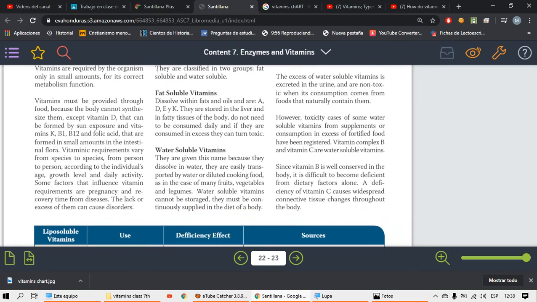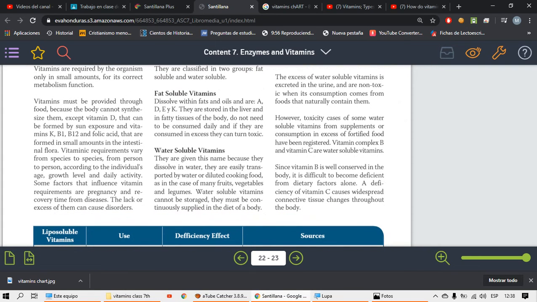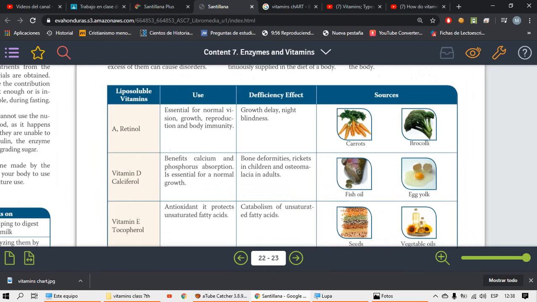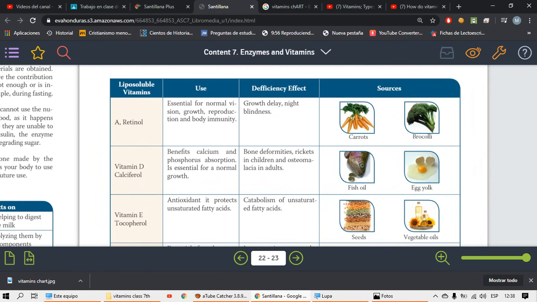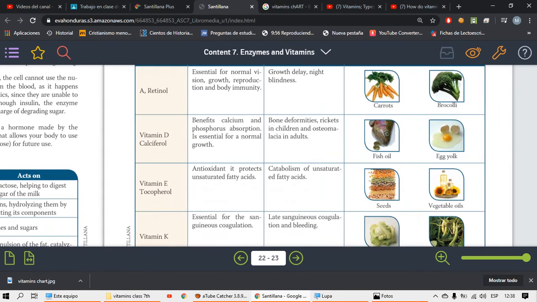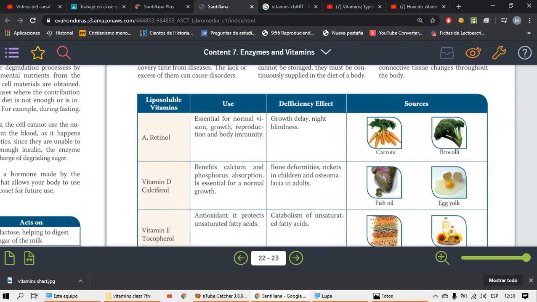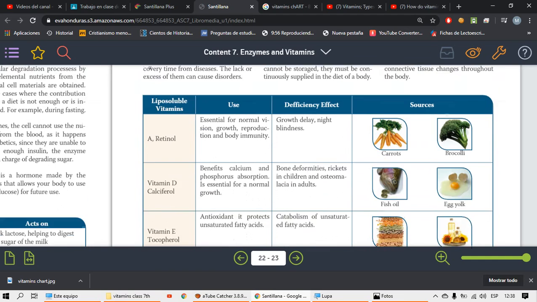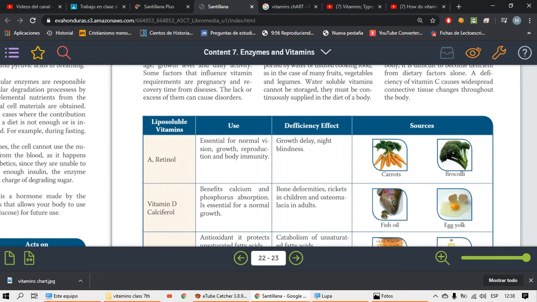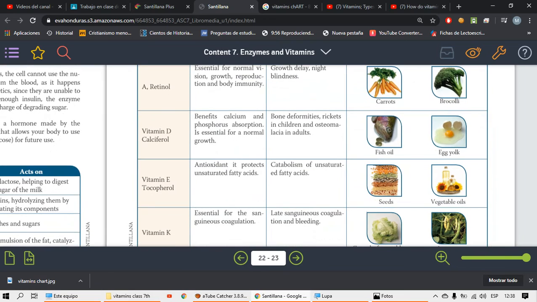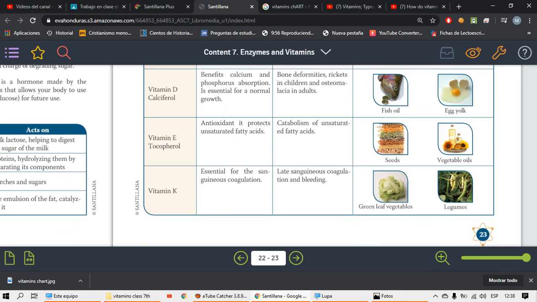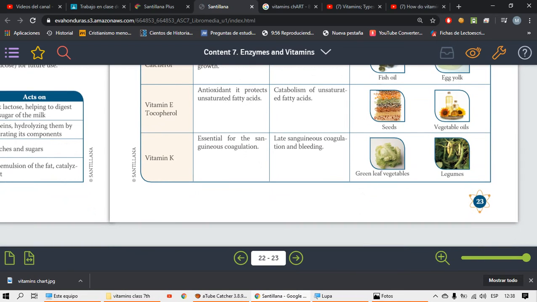Remember, which are the kinds of vitamins? Fat soluble vitamins and water soluble vitamins. Examples of the most important liposoluble vitamins: vitamin A, vitamin D, vitamin E, and K. Which are the names of the first three? Retinol, calciferol, and tocopherol. Where can we find vitamin A? Carrots, broccoli, for example. Vitamin D? Fish oil, egg yolk. Where can we find vitamin E or tocopherol? In seeds and vegetable oils. Where can we find vitamin K? Green leaf vegetables or legumes.